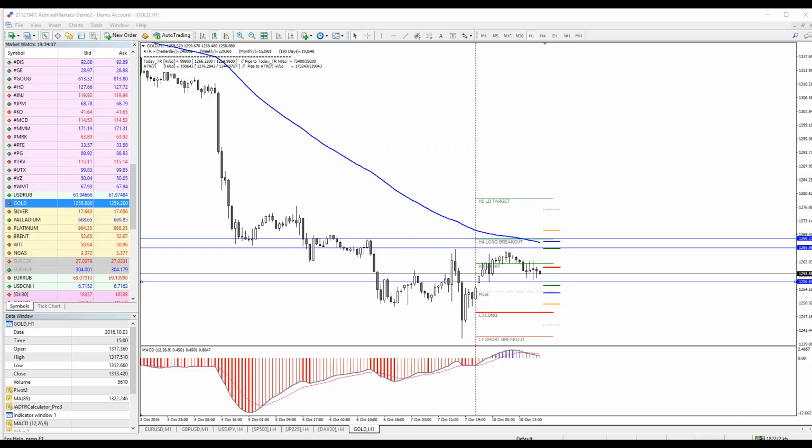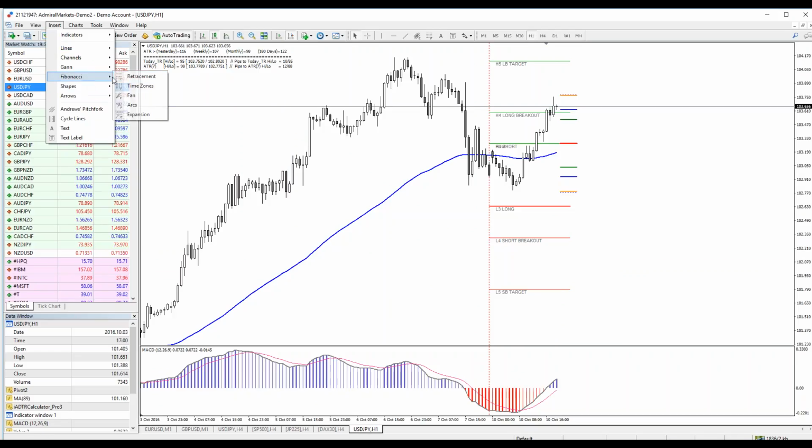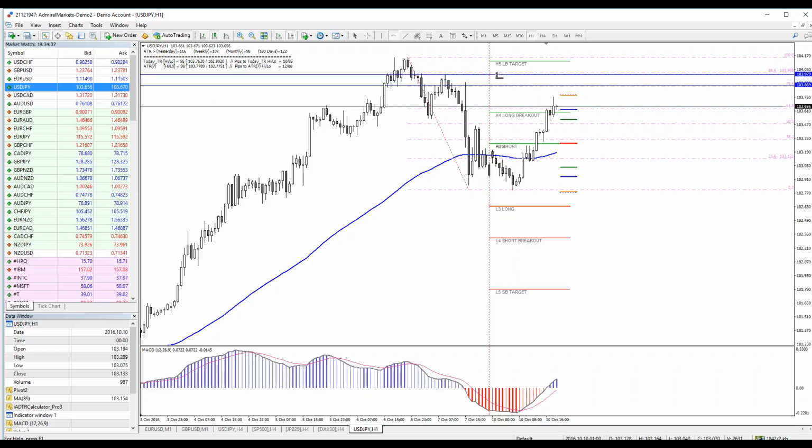Next question. Dollar yen, Konstantin. Okay, dollar yen. Well, V-shaped reversal and possible drop. But where? Yes, this is the zone. I would be looking to short here and here. Somewhere in between 80 and 85 and 104.00. So this is the zone to sell, possibly.